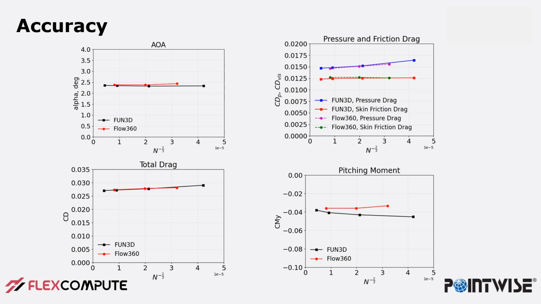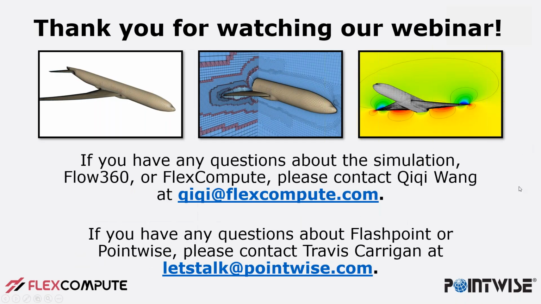Here, I'll pass the control back to Travis, who is going to conclude the webinar. All right, thank you very much. And thank you everyone for taking the time to watch our webinar today, where we walked through geometry prep, surface meshing, volume meshing, and solution and results for the coarse mesh variant. This is all accomplished in less than 15 minutes, which is pretty impressive in a very automated workflow.